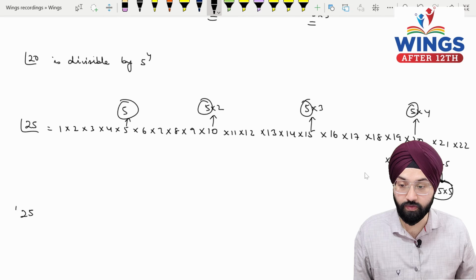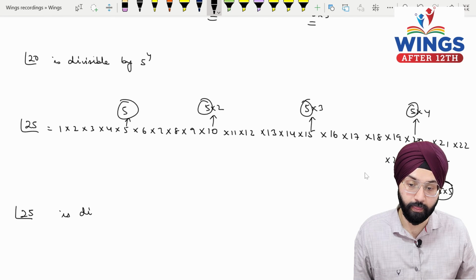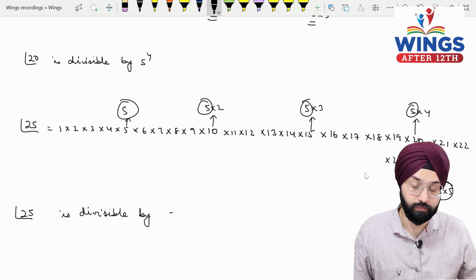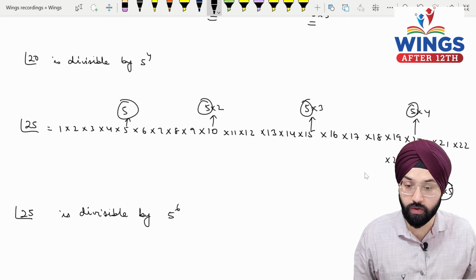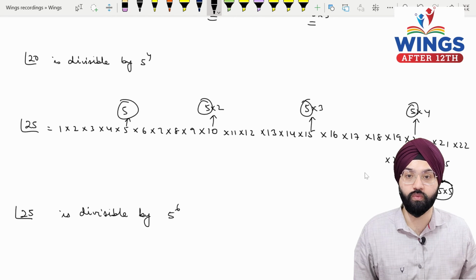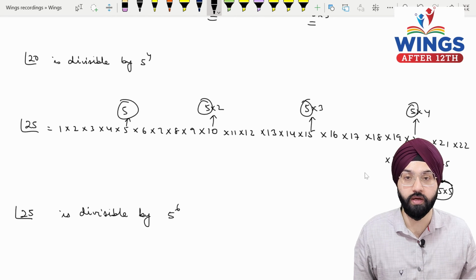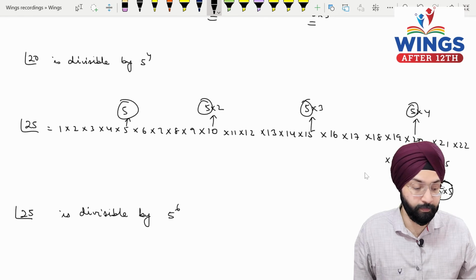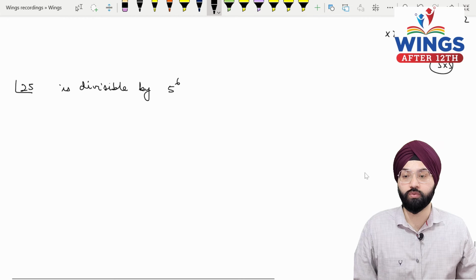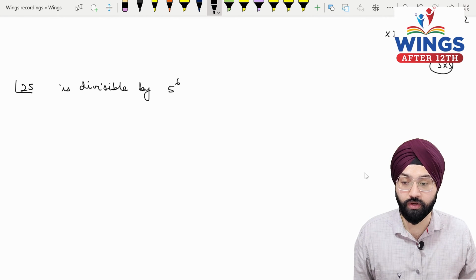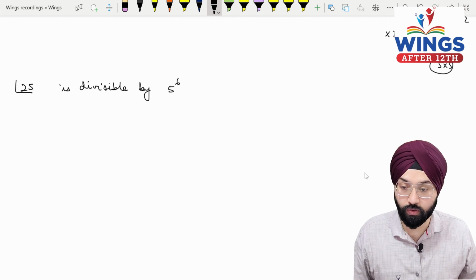So 25 factorial is divisible by 5 to the power 6, or we can say that the highest power of 5 which can divide 25 factorial is 6, 5 to the power 6. So this is a very tiring job if we need to find it for a bigger number. Let's suppose we need to find out 124 factorial.